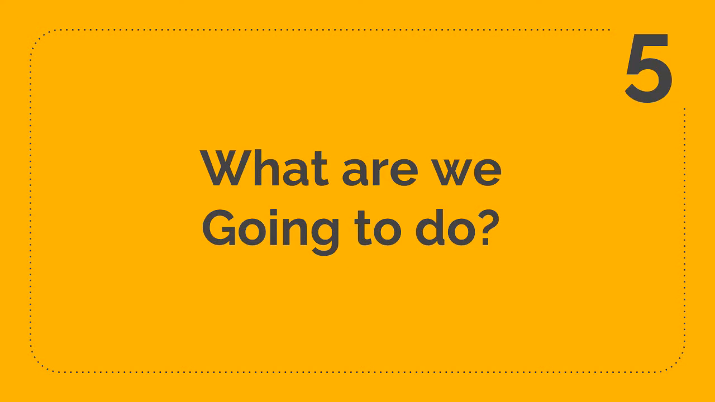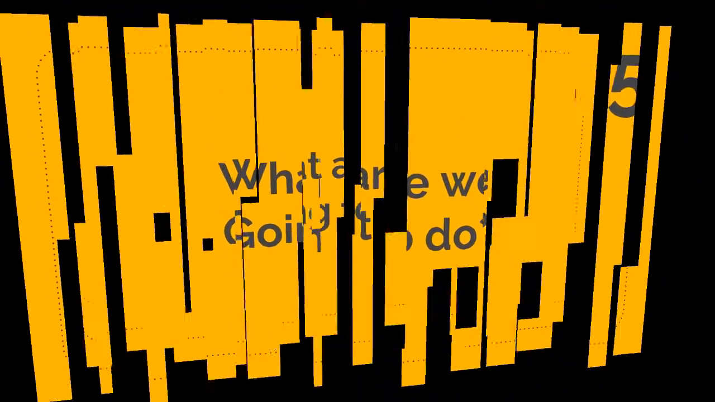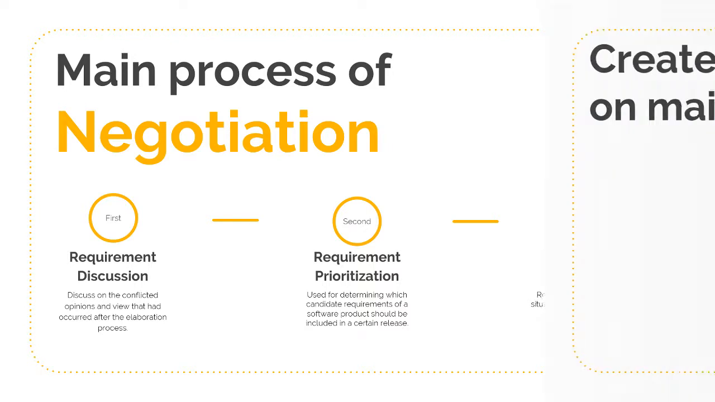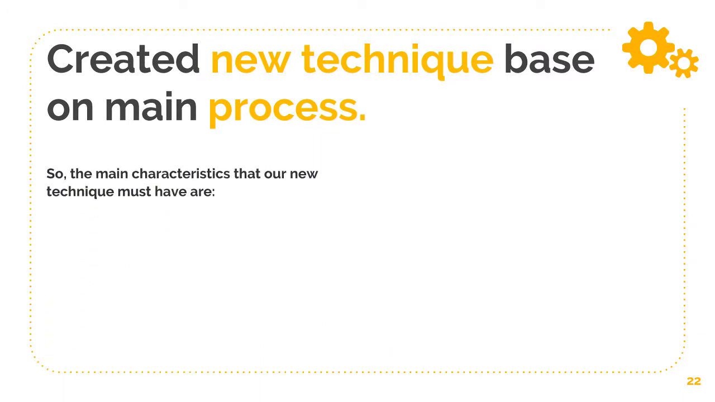So we asked ourselves the following question: what are we going to do? As we all know, there are 3 main processes of negotiation. The first is requirement discussion, the second is requirement prioritization, and the third is requirement agreement. So we decided to create a new technique based on this main process. We also decided to have the following features for our technique.